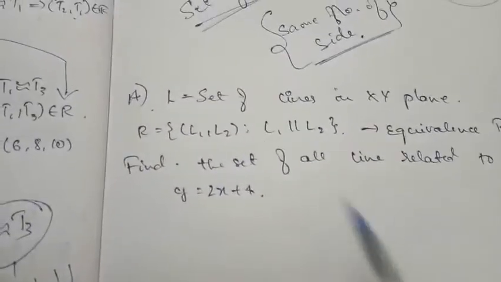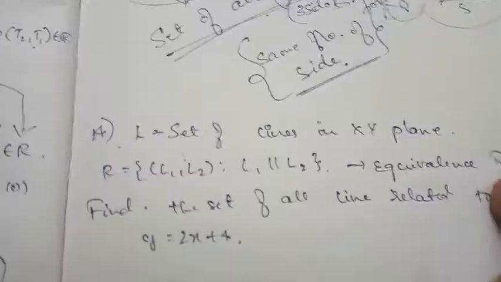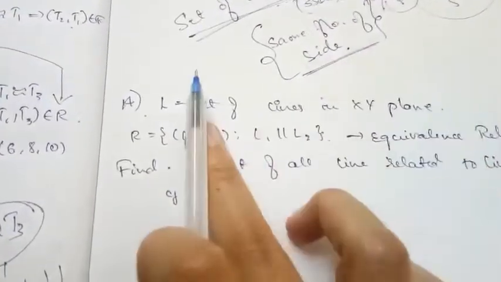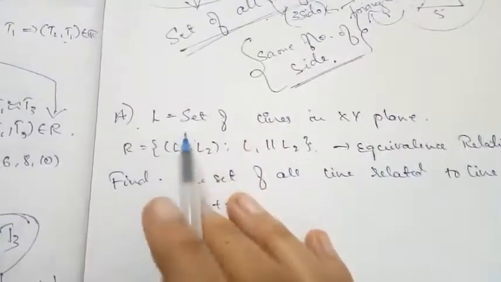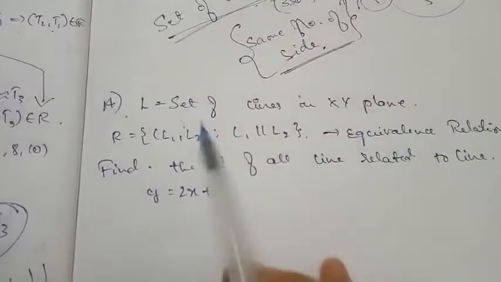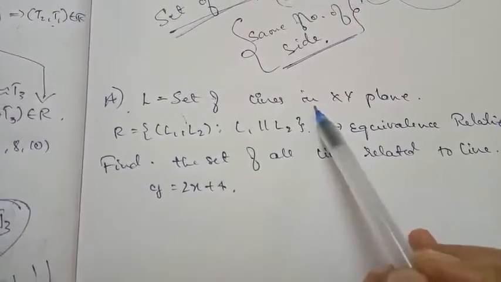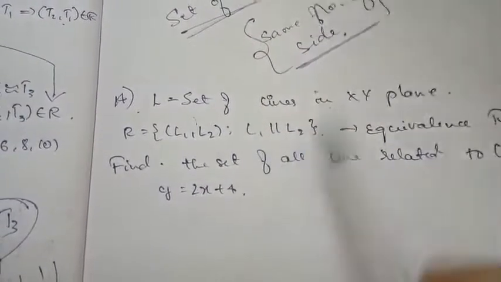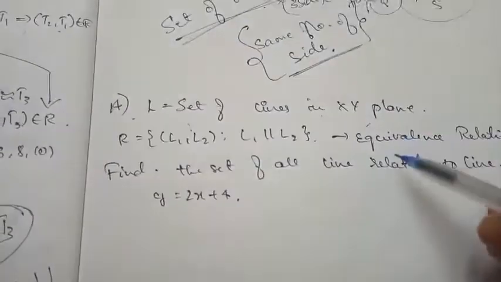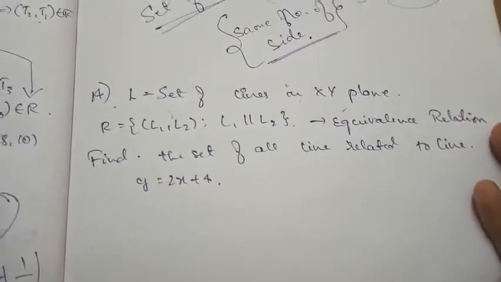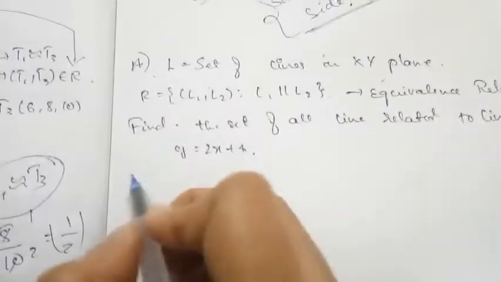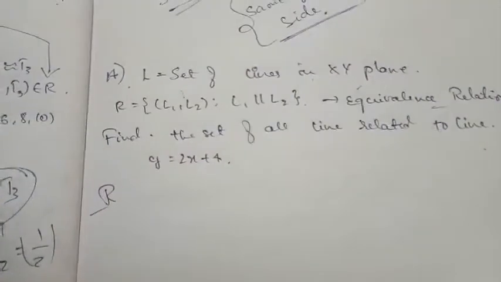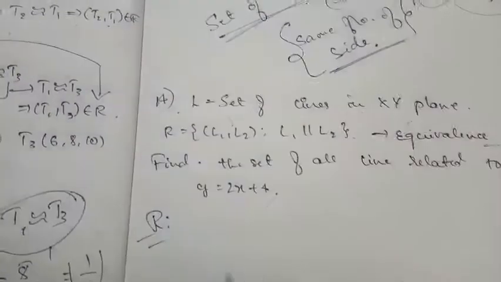The next question says we are considering the set of all lines in the xy plane. Suppose I consider the xy plane, from that plane we are considering the set of all lines. What is the relation they are saying? If we take any two lines from the xy plane, then those two lines must be parallel. So we need to show this relation is an equivalence relation. For that, first we will prove reflexivity.